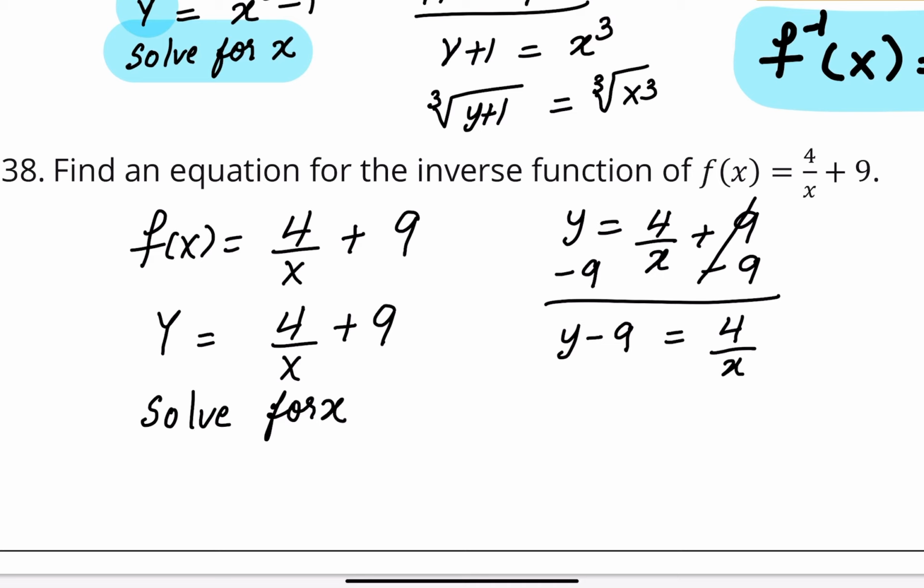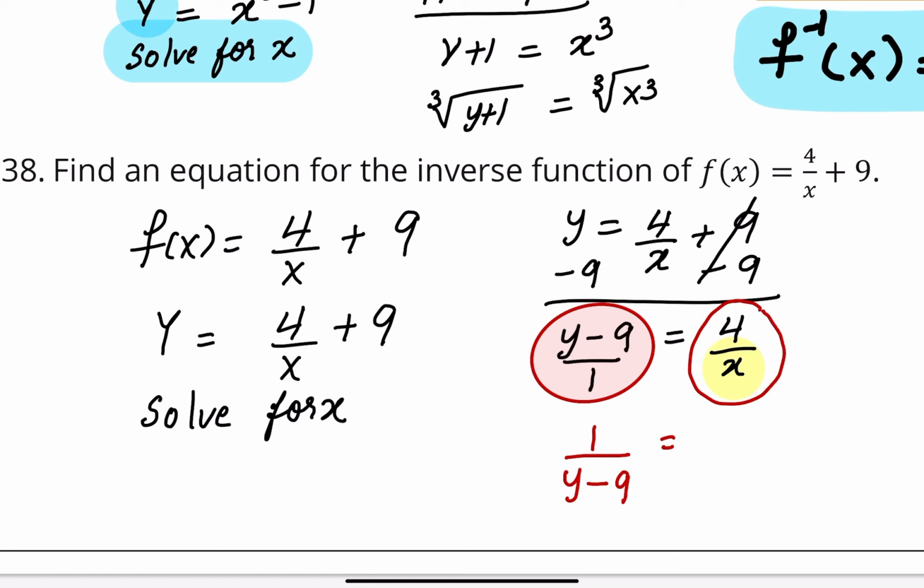Now here's the trick. As you can see, 4 is in the numerator, and I'm going to make sure both sides are fractions now. Because I don't see a denominator, I can put a 1. And look what I'm going to do. I need to get x by itself. Now you can cross multiply and do all of that, but I like to keep it simple. I'm going to flip this one. Instead of y minus 9 over 1, now it's going to be 1 over y minus 9. When I flip one side, I have to flip the other side of the equation.